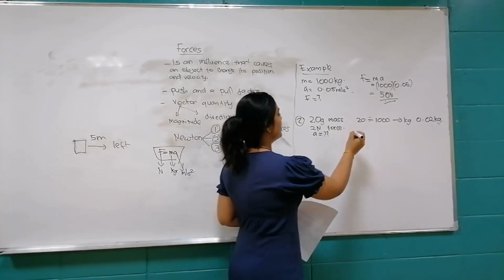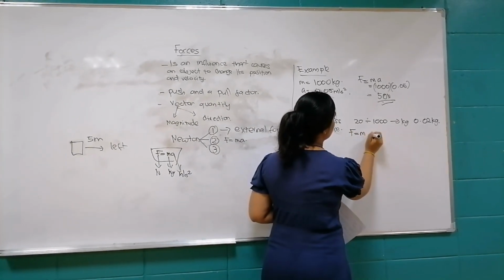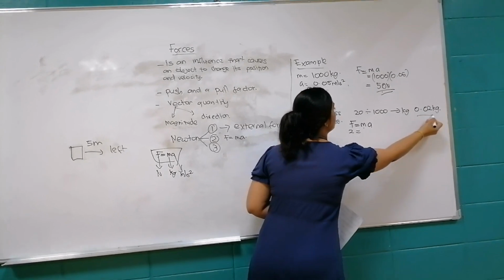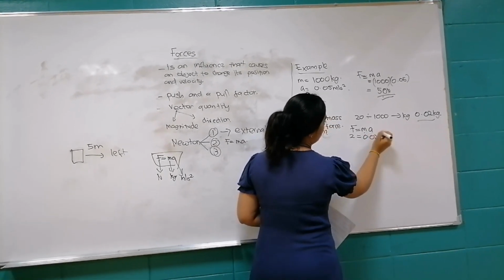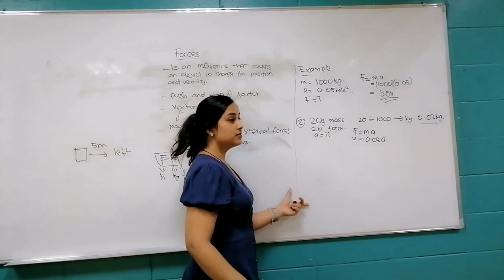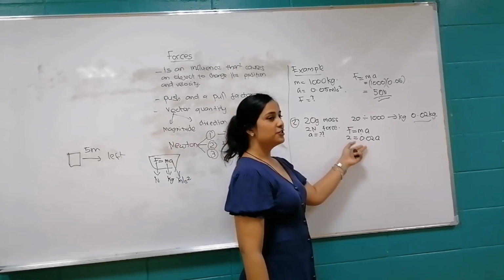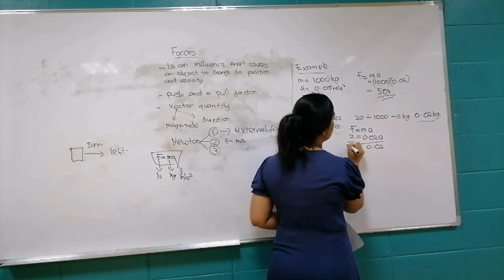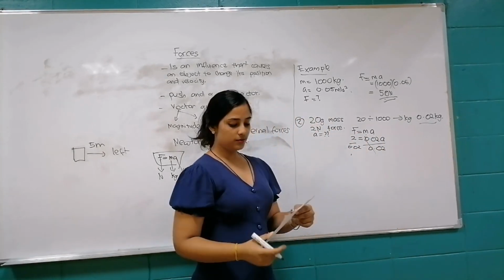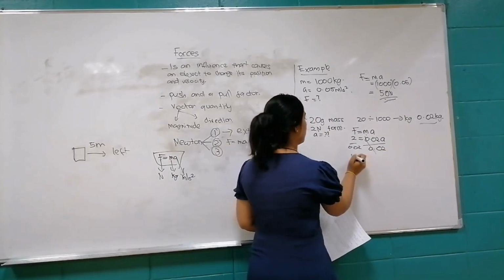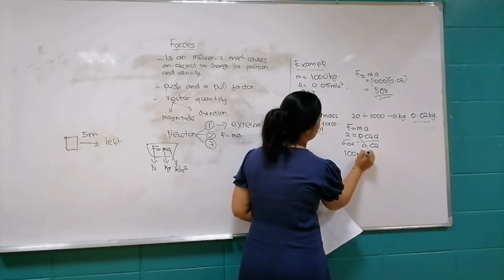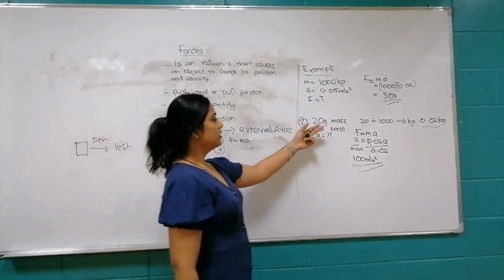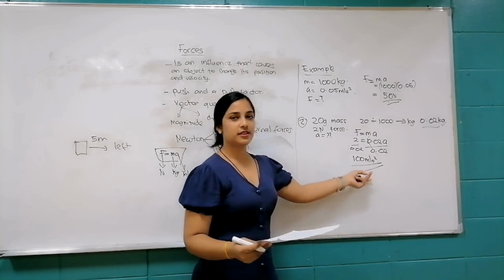Take the formula F equals ma, where force is 2 newtons, mass is 0.02 kg, and we have to find the acceleration. Now, a equals F divided by m, so 2 divided by 0.02 is 100 meters per second square. The SI unit for acceleration is meters per second square. So the acceleration is 100 meters per second square.